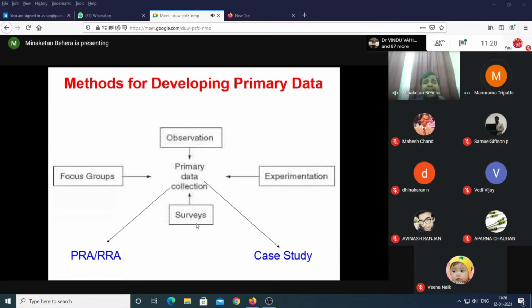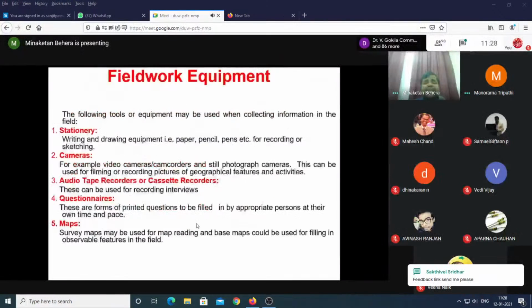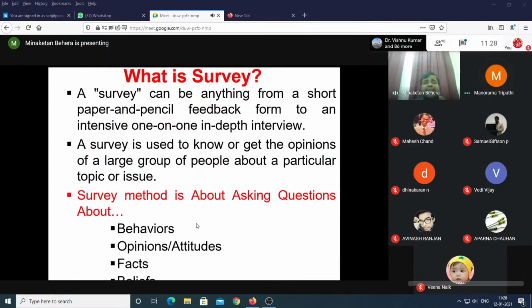Many other methods are there. This is not a hard and fast list, but you have to understand each term, through which you get some understanding of primary data generation. You can collect primary data from the field. Now, if you go for the survey, okay.